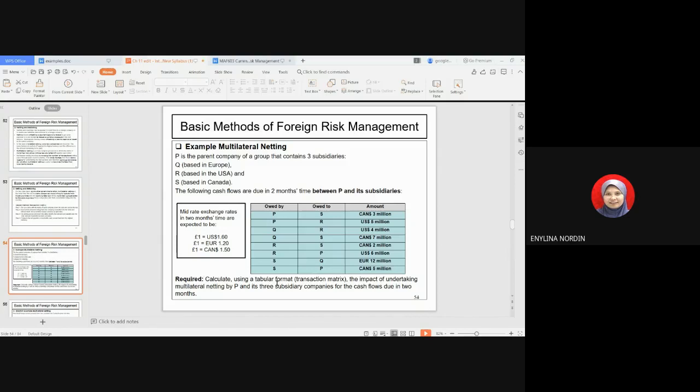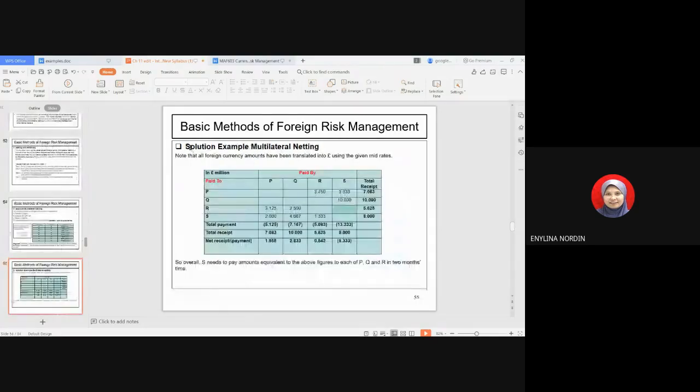Required: calculate, using the tabular format, the impact of undertaking multilateral netting by the parent and its three subsidiary companies for the cash flows due in 2 months. So how are we going to show the implications from the netting strategy here? The foreign currency must be converted into the parent's currency, which is pound in this case. Note that all foreign currency amounts have to be translated into pound using the given matrix.